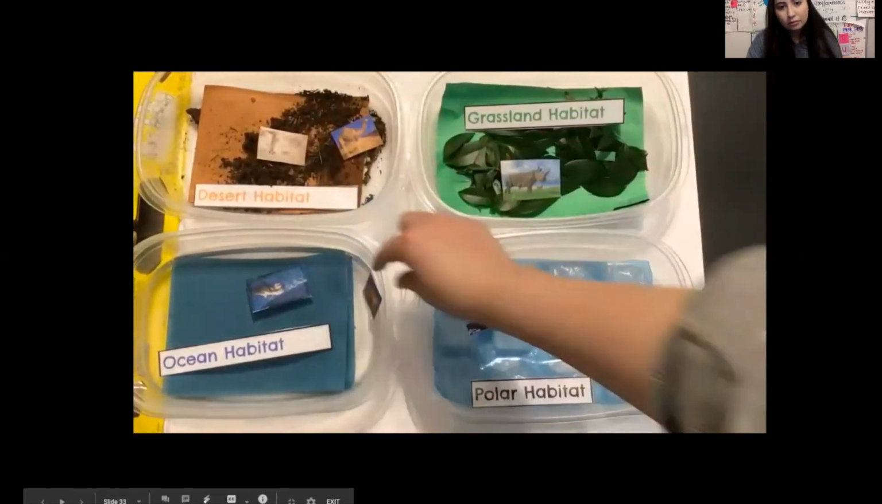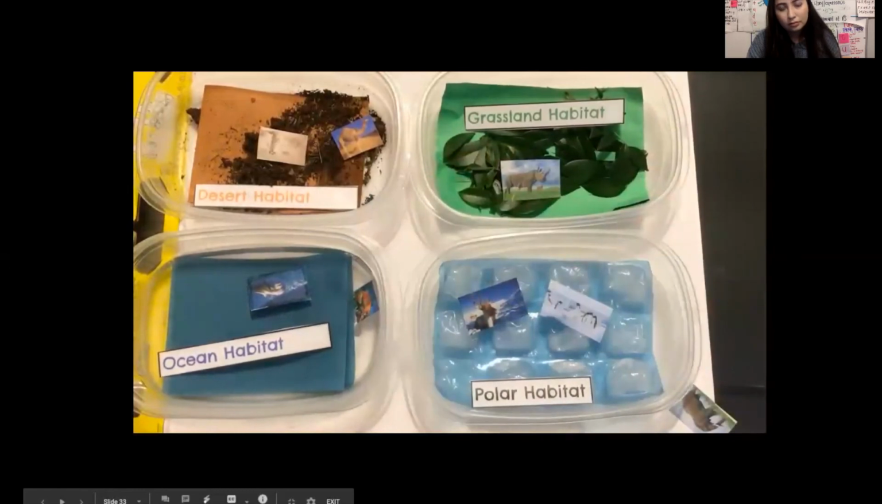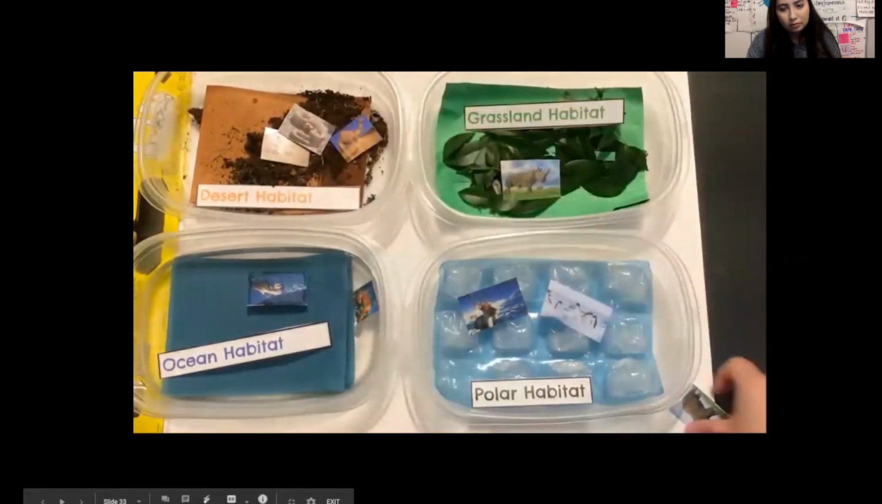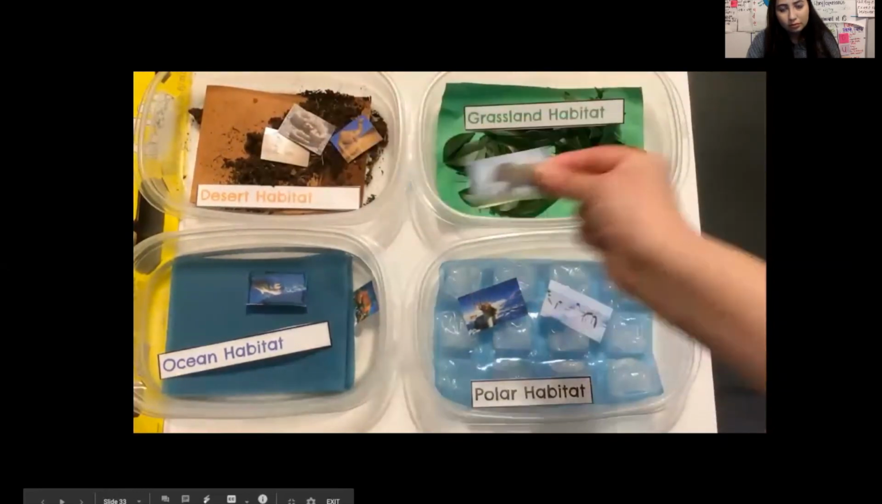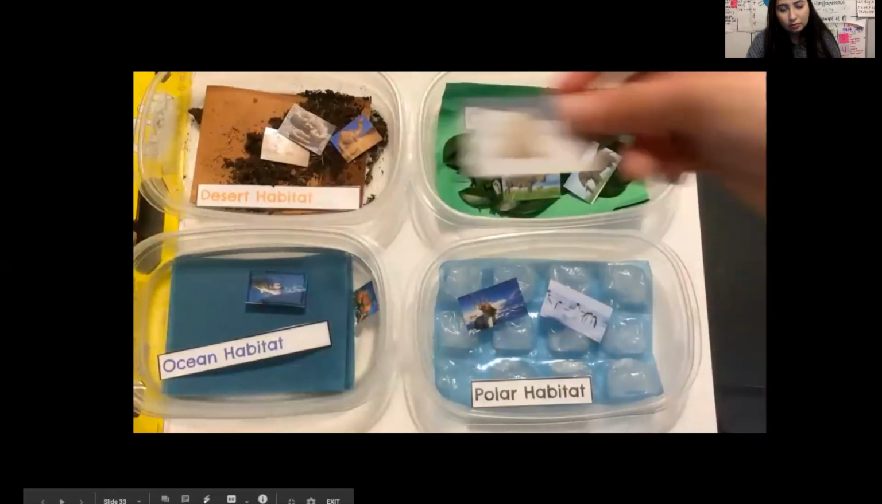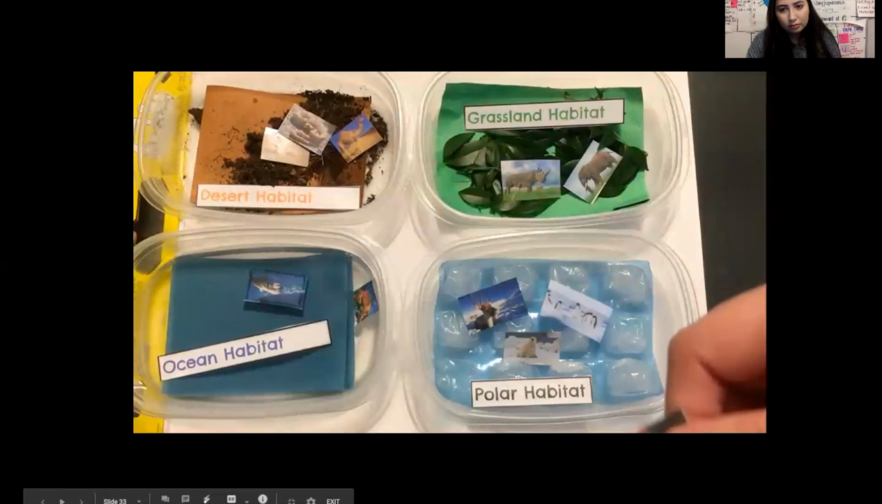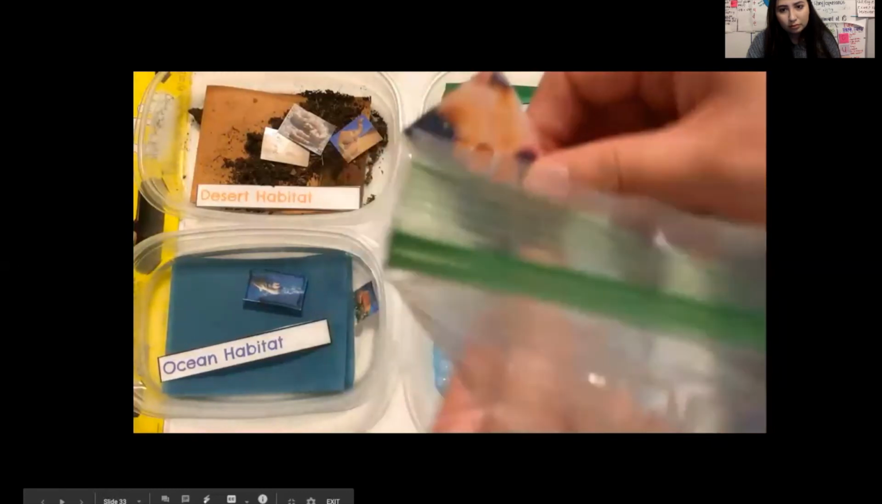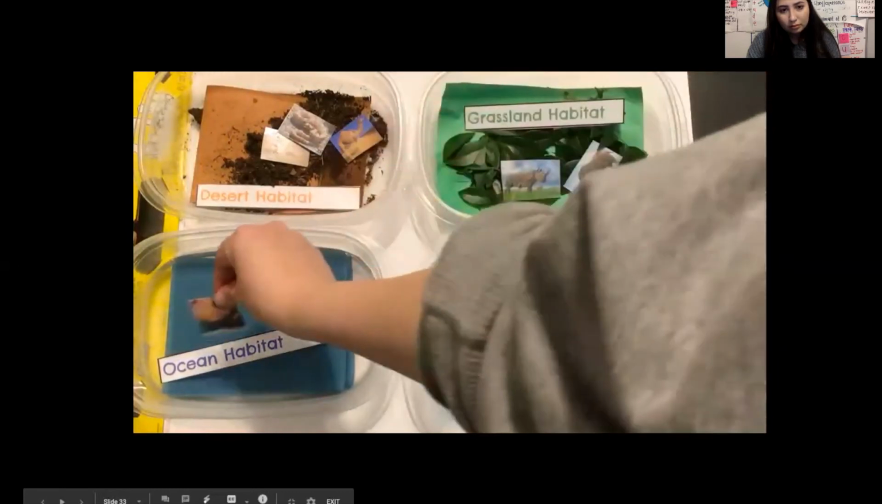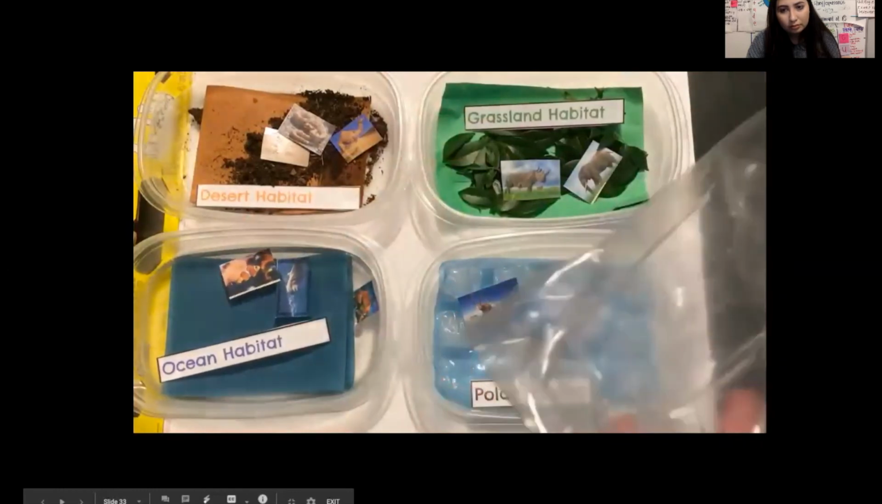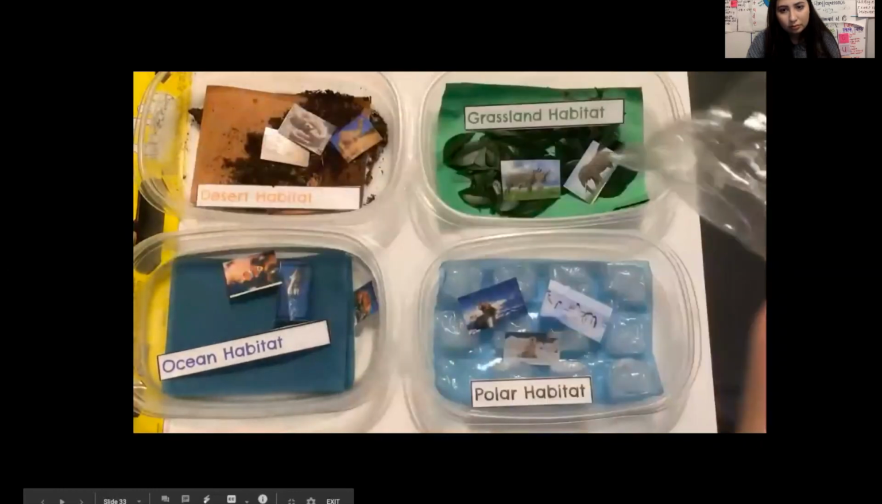A crab lives in the ocean. And I dropped some, so I need to pick some up. But I also know that a rattlesnake lives in the desert, and an elephant lives in the grassland habitat. Polar bears live in the polar habitat. It says it in its name. Here's a clownfish like Nemo. We know that that lives in the ocean. And I just have a few more left.